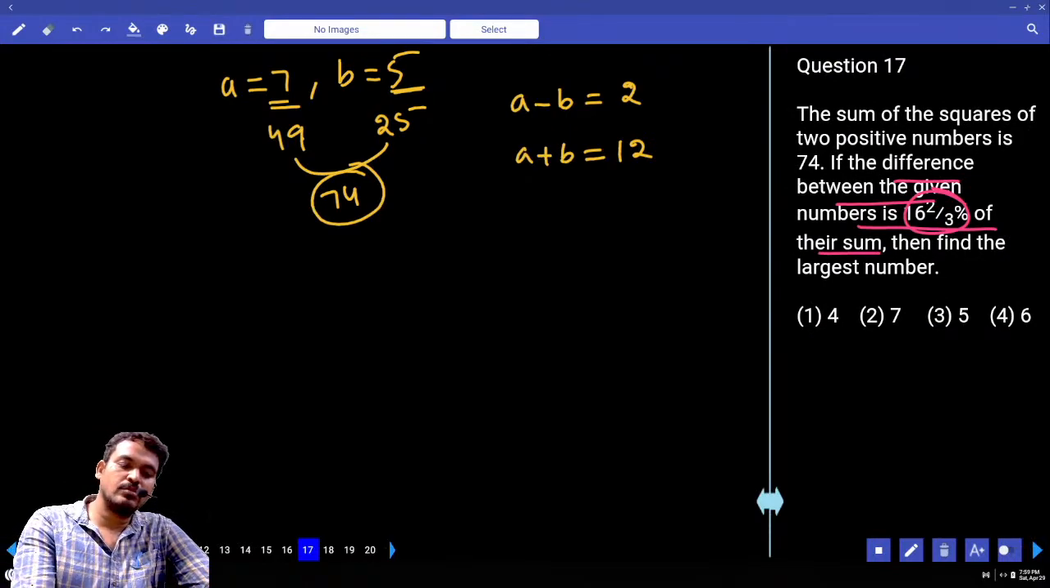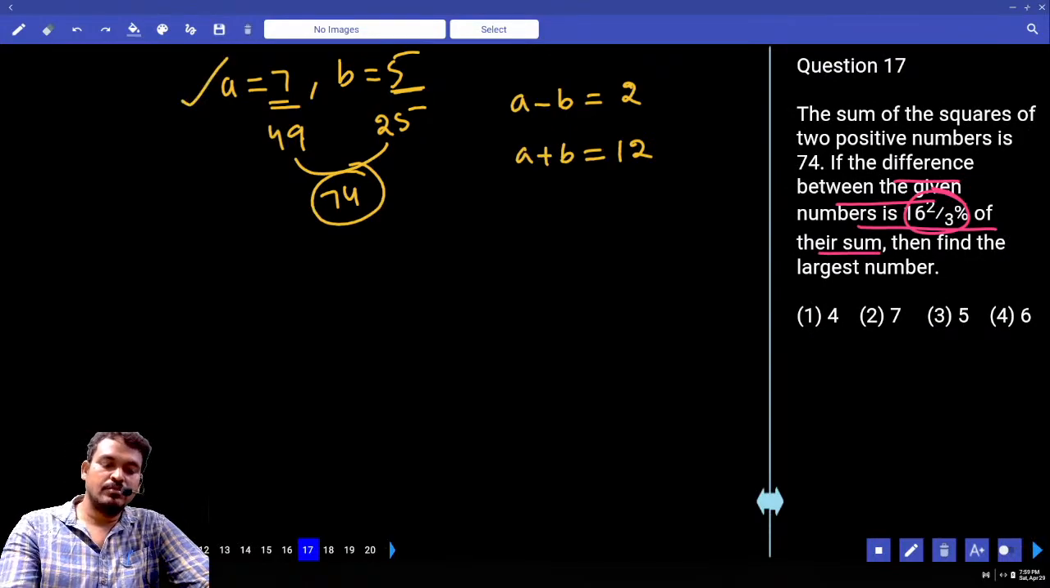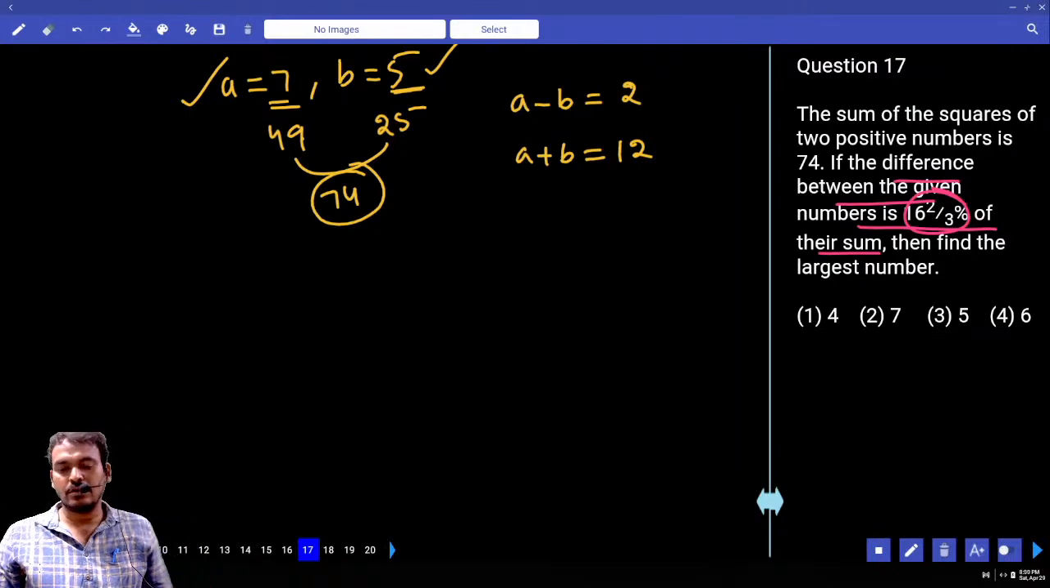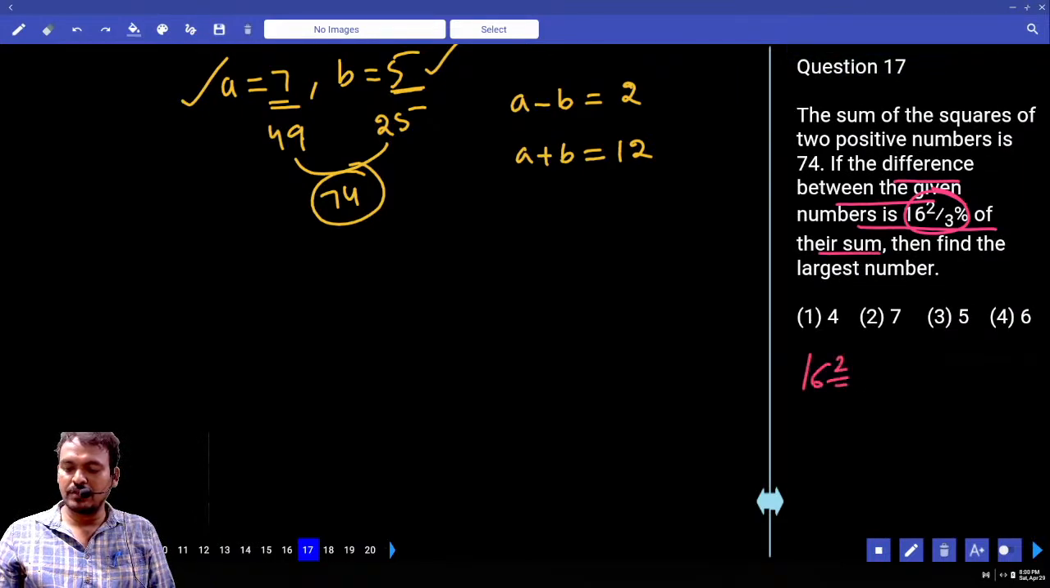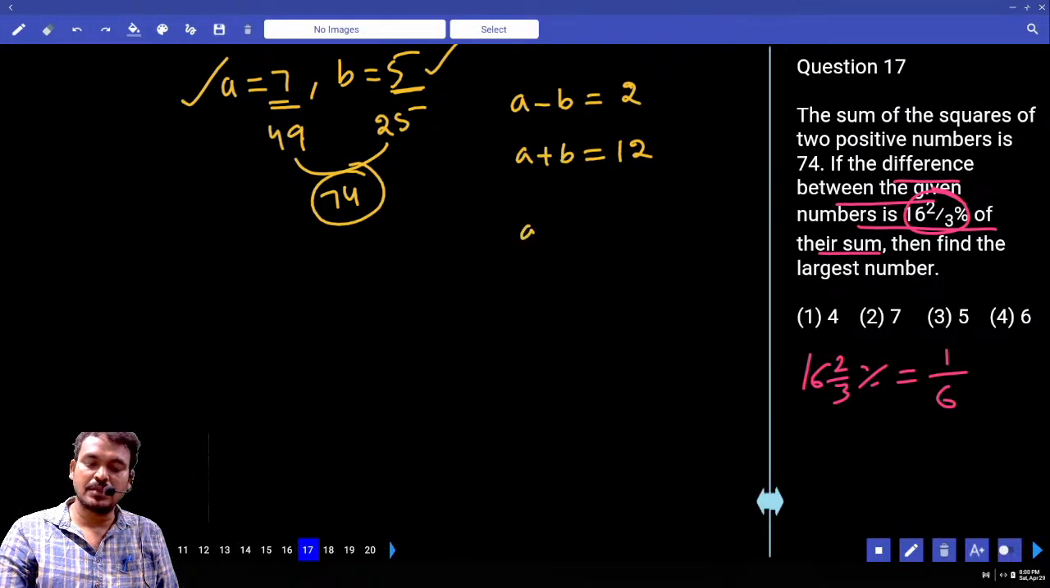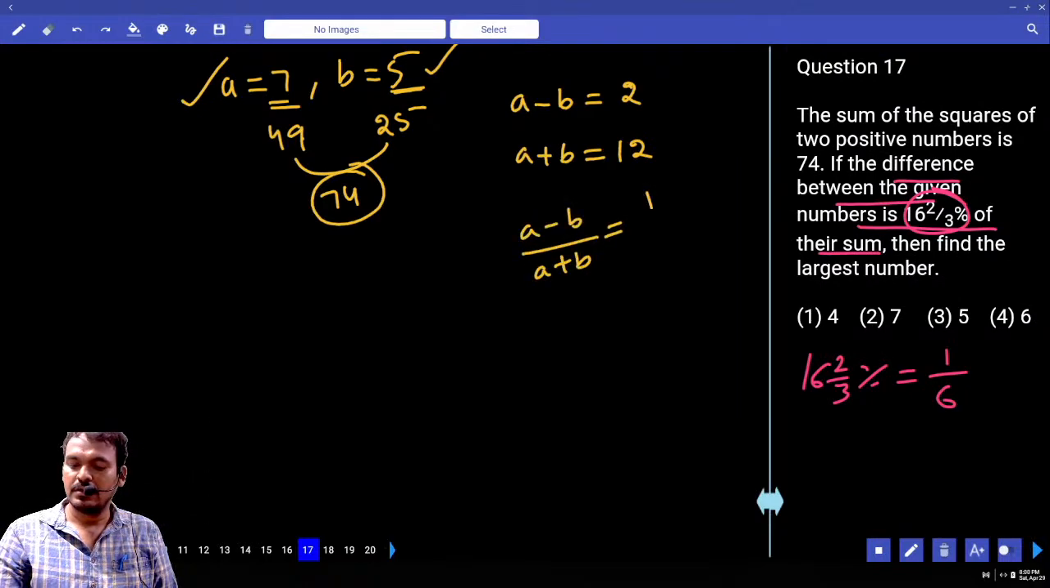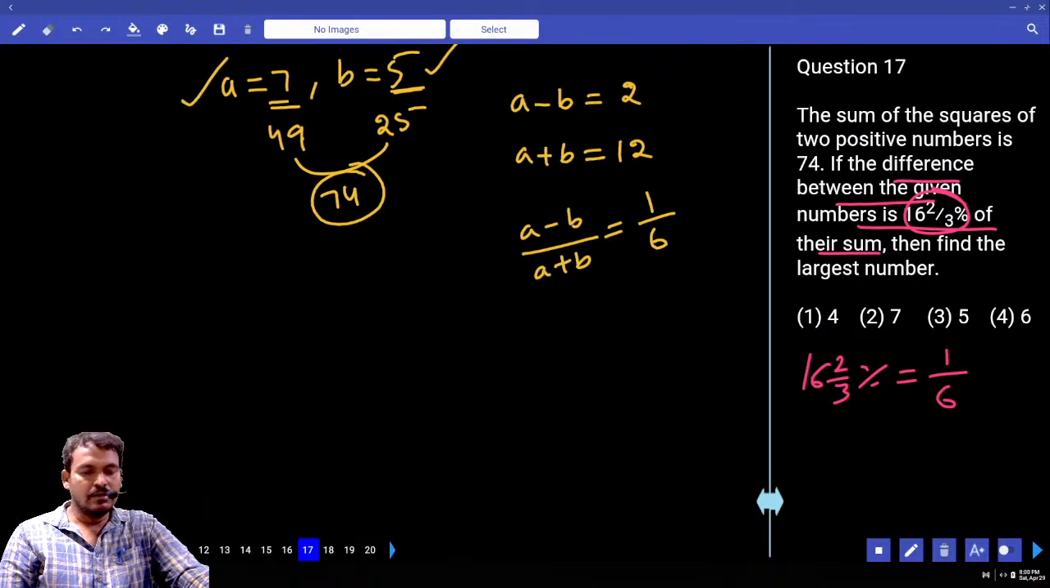Then A is 7 and B is 5. What is the question here? The largest number. Actually, 16 2/3% means the fraction 1 by 6. So A minus B represents 1 part and A plus B represents 6 parts. Simplifying this, we get the ratio of A and B. Or we can directly take the assumption 7, 5.